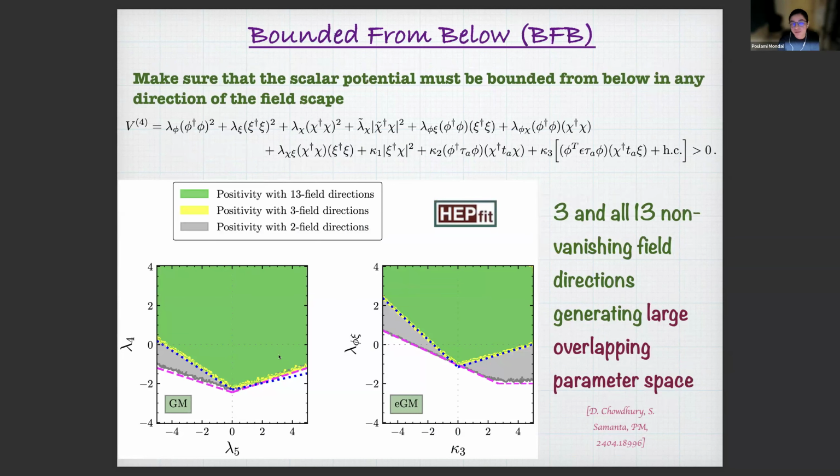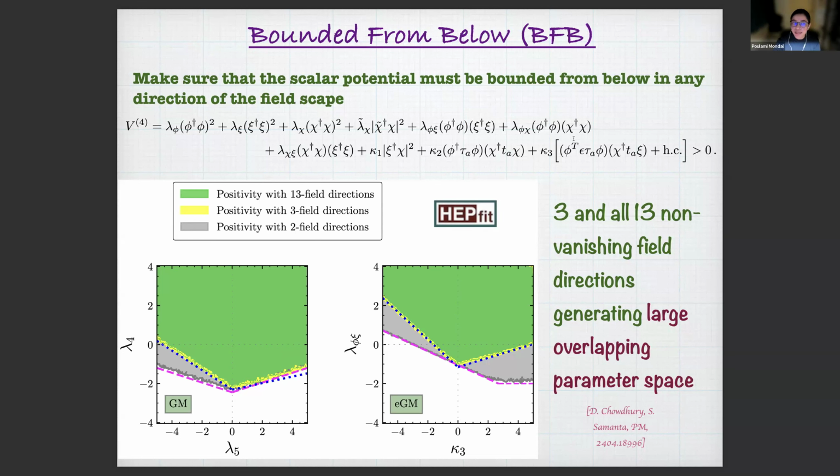Now, first I would like to talk about the bounded-from-below constraints. The bounded-from-below constraints tell you that you have to make sure the scalar potential is bounded from below in any direction of the field space. So basically, in the potential you write down the quartic part, the quartic coupling parameters, and you demand that it should be greater than 0 in any direction of the field space.